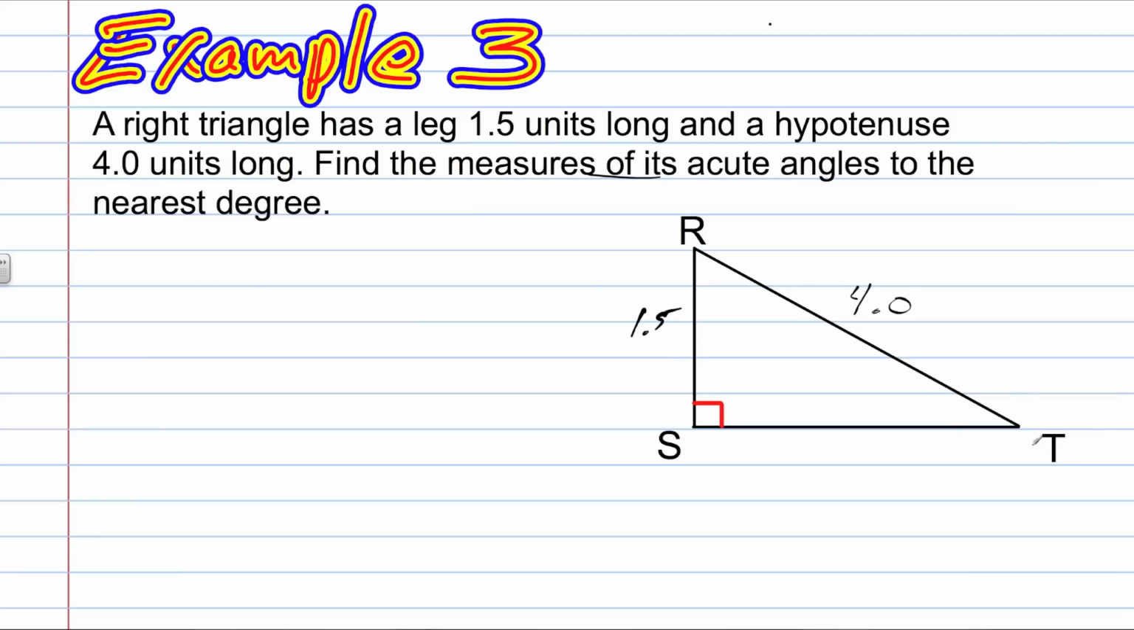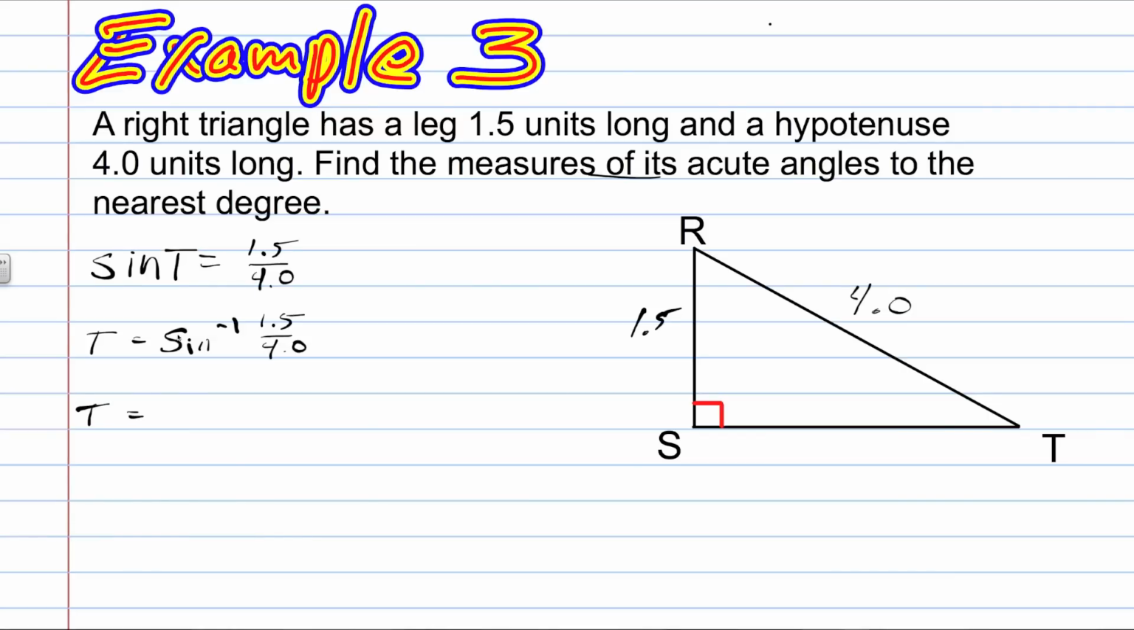So if we're talking about angle T, we're talking about the side opposite over the hypotenuse. So that would be the sine of angle T, and that's equal to 1.5 over 4.0. Now to find the measure of angle T, we use the inverse of the sine, which we just write as sine to the negative 1 power, of 1.5 over 4.0. Now at this point, it would be ridiculous not to use your calculator.